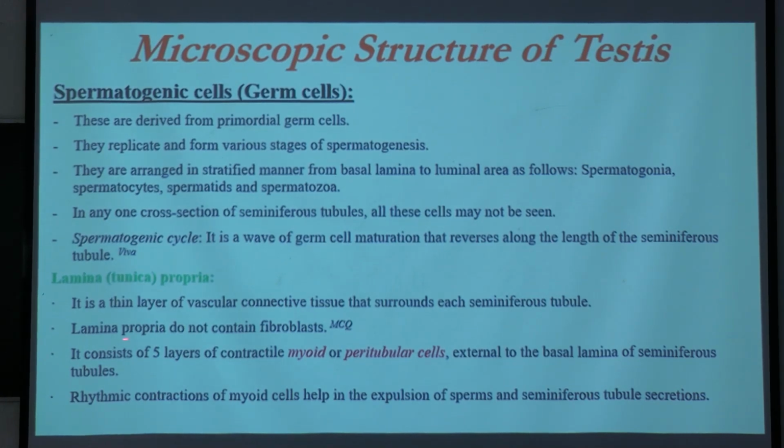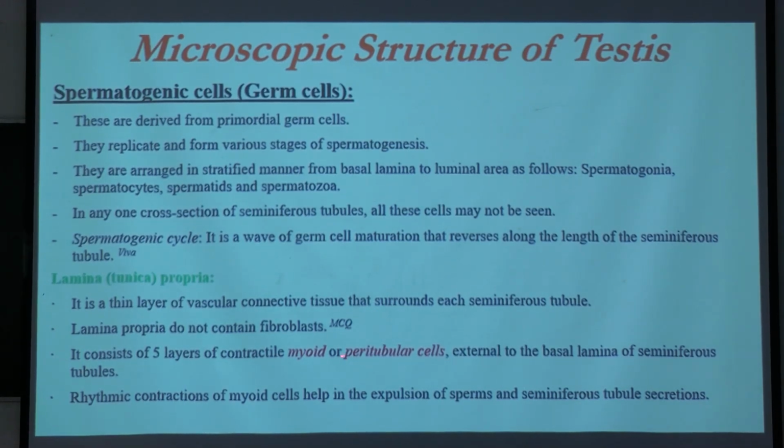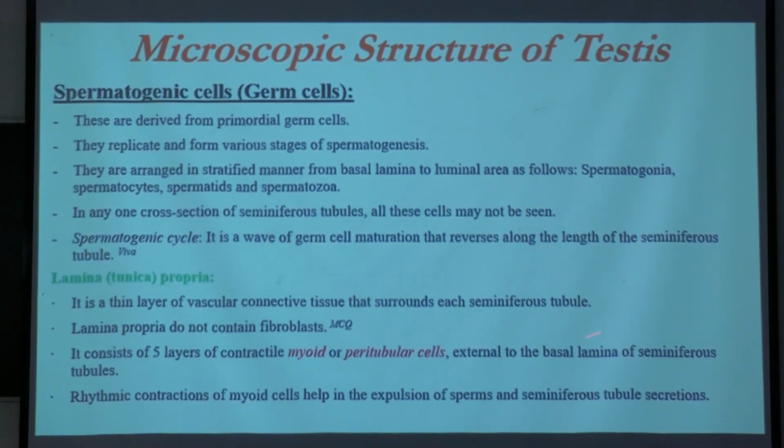Lamina propria does not contain fibroblasts. It consists of 5 layers of contractile myoid or peritubular cells external to the basal lamina of the seminiferous tubules. Rhythmic contractions of myoid cells help in the expulsion of sperms and seminiferous tubule secretions. Okay.